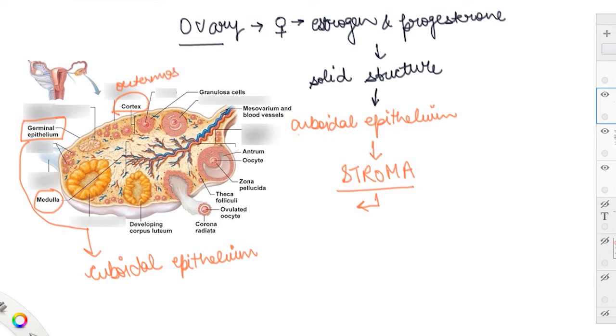The outermost layer is the cortex. I am writing it here only so that you can remember. Again, I am telling you, if you skip the video, you will not get whatever we have discussed by means of the diagram. That is very important. So the stroma has been divided into two: the outermost is the cortex and the inner one is the medulla.